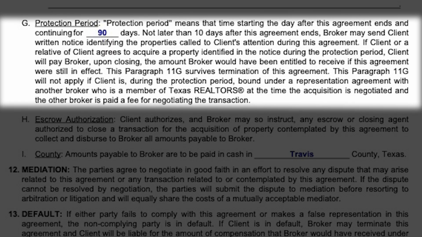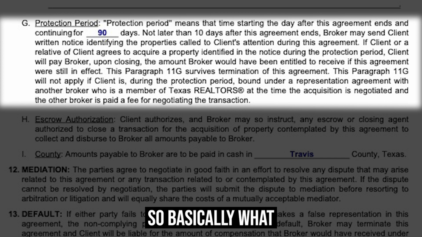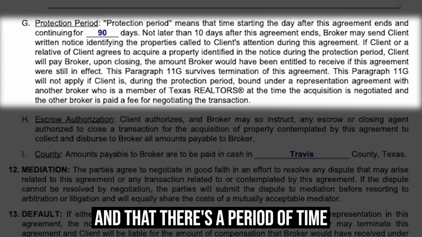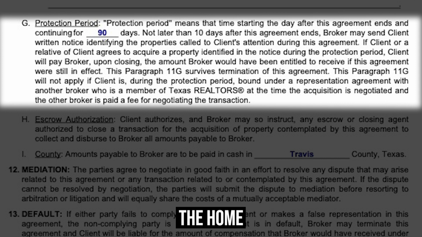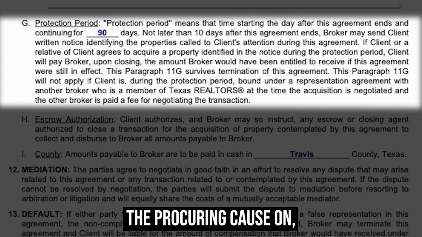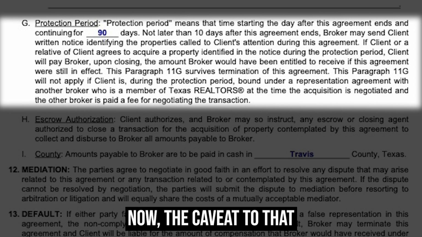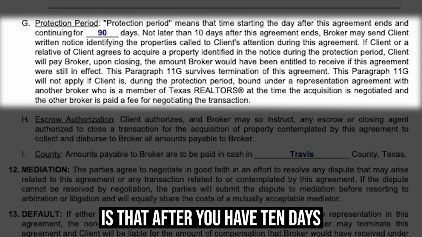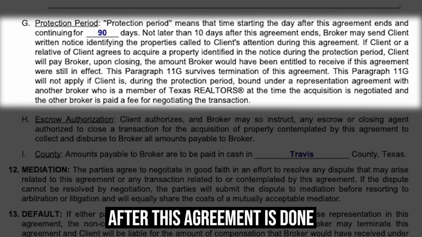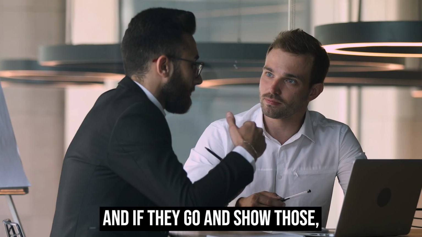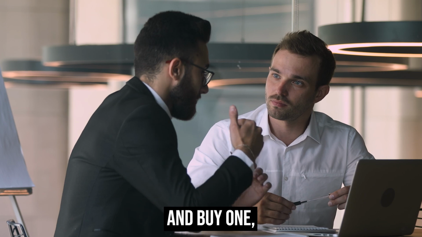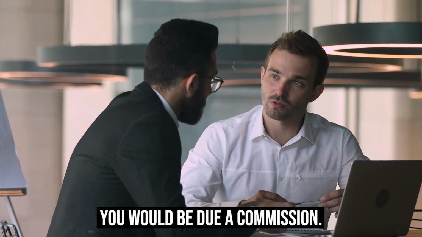Paragraph G talks about the protection period. Basically what this protection period means is that if this contract expires or is canceled, there's a period of time during which, if the buyer goes and purchases a home that you have been the procuring cause on, you would still be due a commission. The caveat to that is that you have 10 days after this agreement is done to send them a list of all those homes. So do that, and if they go look at those homes and buy one, you would be due a commission.